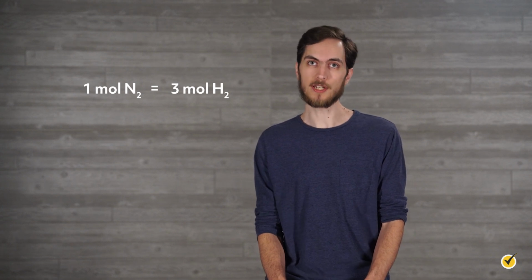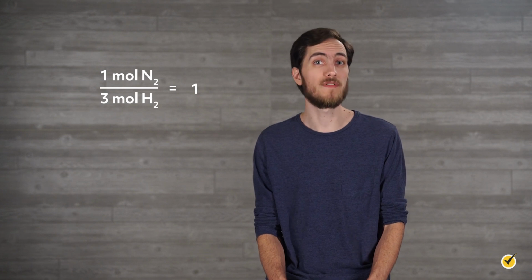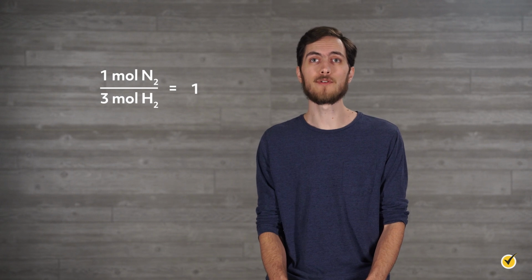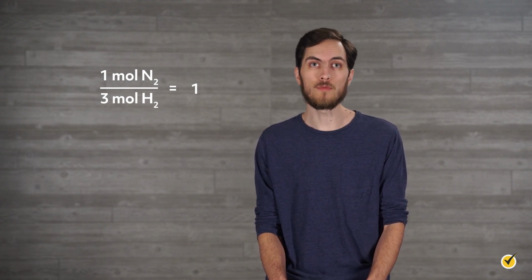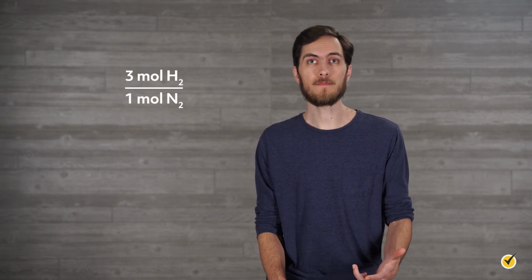We can then rearrange this to get the actual mole ratio. 1 mole of nitrogen gas over 3 moles of hydrogen gas is equal to 1. We now can use this to convert between moles of hydrogen to moles of nitrogen, which will be very useful when we need to calculate yields or limiting reagents. Of course, we could flip the ratio if we needed to convert from moles of nitrogen to moles of hydrogen.